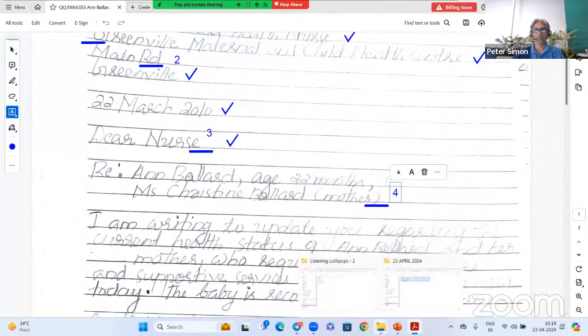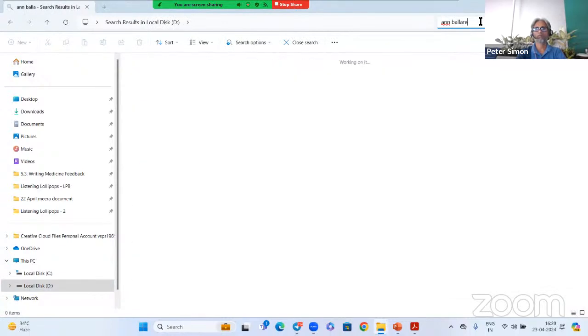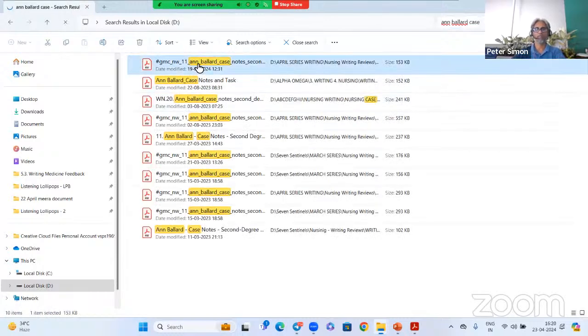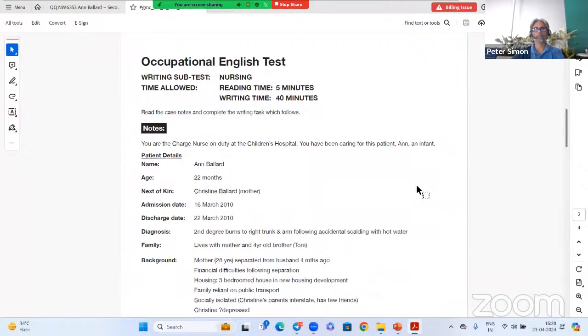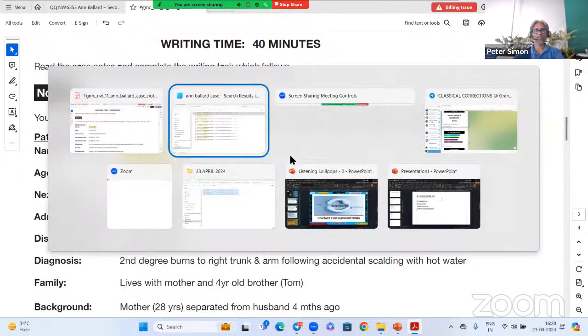So let us check Anne Ballard case notes. So the patient details. The name of the patient is Anne Ballard, not mother. Okay. Anne Ballard is the patient. So remember that. Next of kin is Christine Ballard, mother. You need not write the name of the mother here in the introduction.